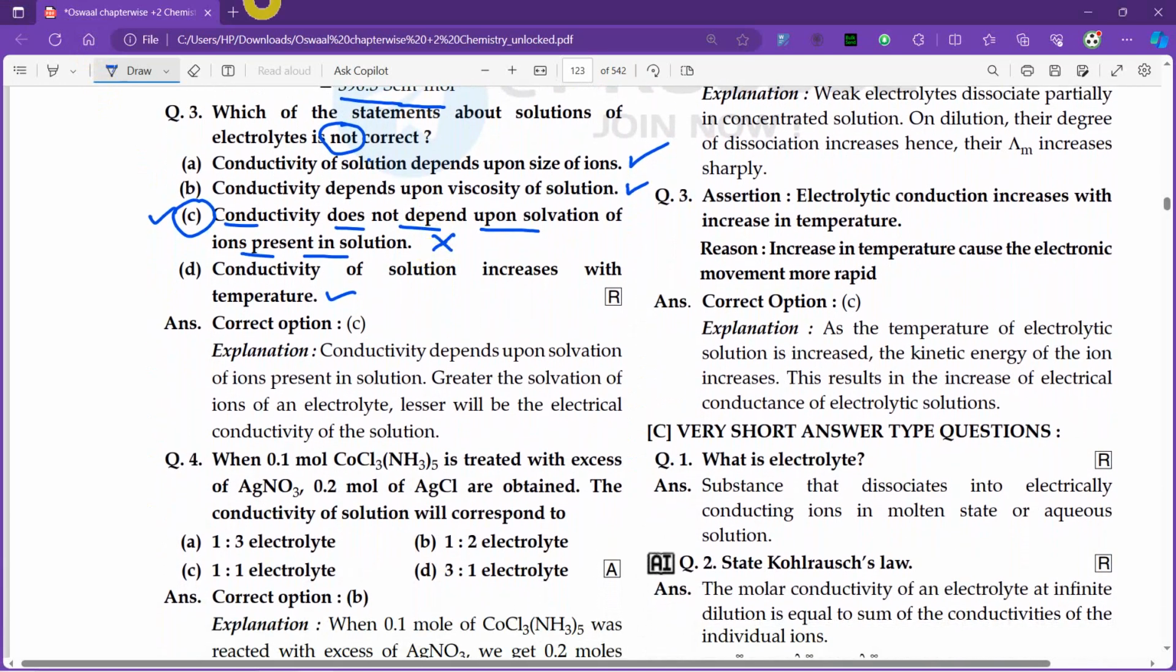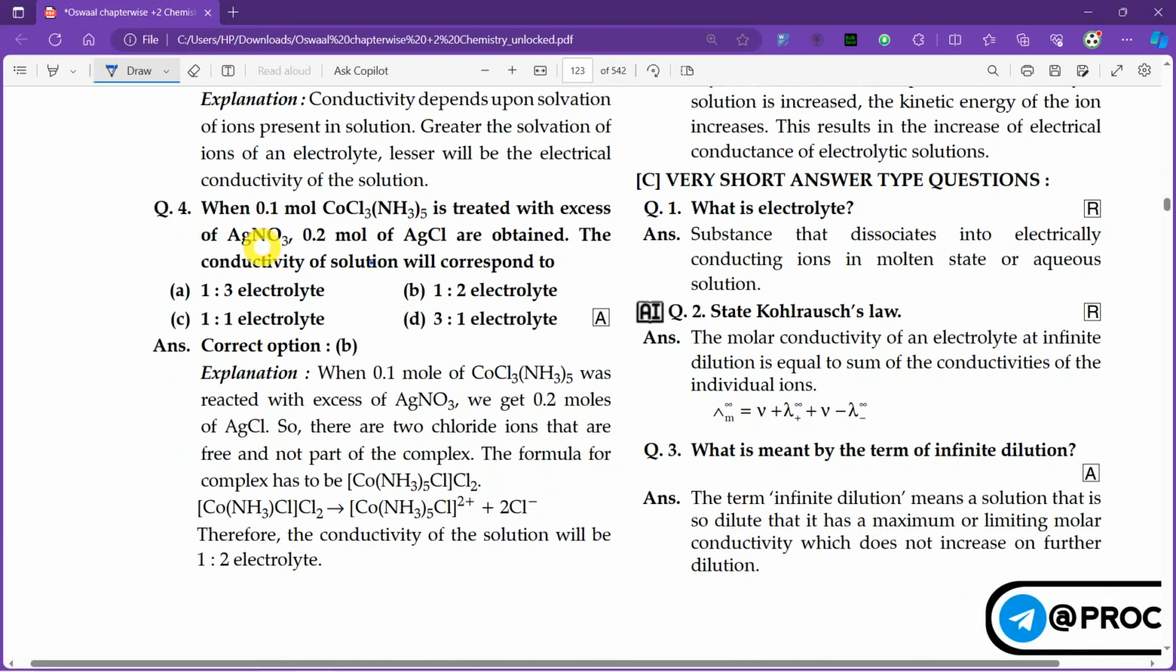Next question. When 0.1 mole of CoCl3·5NH3 is treated with excess of AgNO3 (silver nitrate), 0.2 mole of AgCl is obtained. The conductivity of the solution will correspond to what ratio of the electrolyte? Right. Okay. Now here you can look. When 0.1 mole of CoCl3·5NH3 was reacted with excess of AgNO3, we get 0.2 moles of AgCl. This is the question, right?